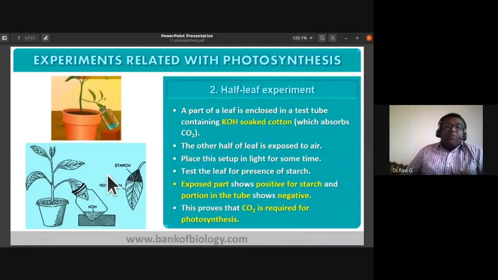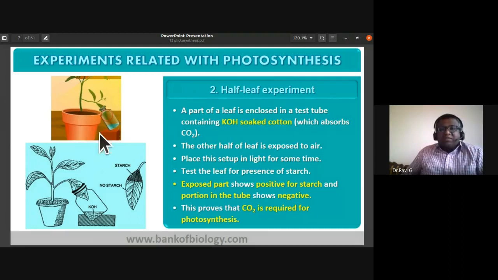Then to exhibit that carbon dioxide is required for photosynthesis, they conducted Cole's half-leaf experiment. As per this, there is a split rubber cork in which half of the leaf is kept in a beaker containing KOH solution, so potassium hydroxide solution is there. A part of the leaf can be placed in a test tube, or as here, in a beaker or reagent bottle. So a part of a leaf is enclosed in a test tube.